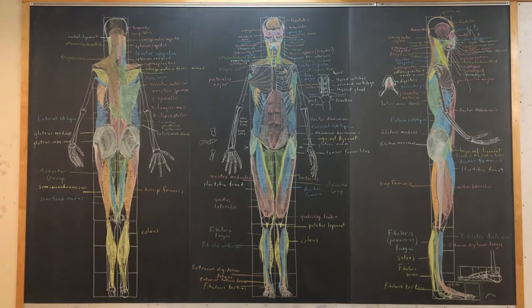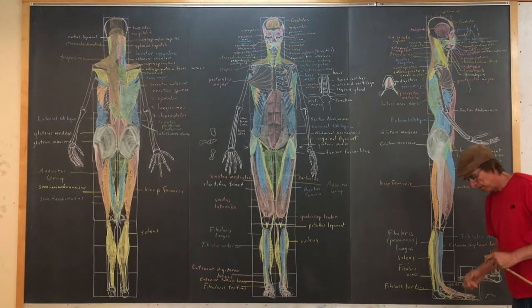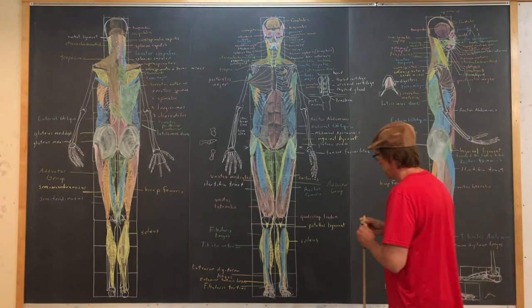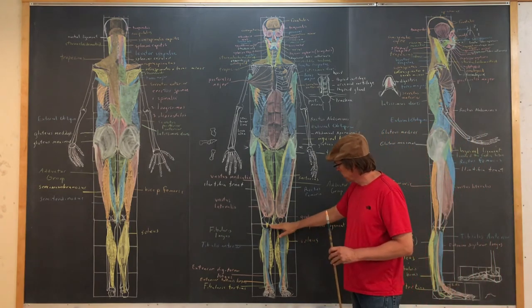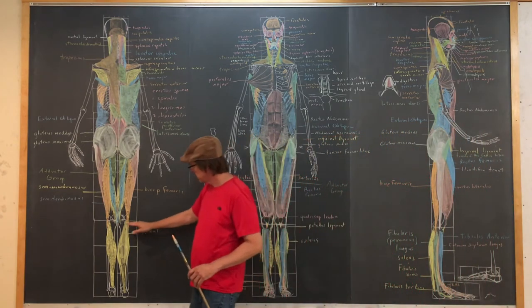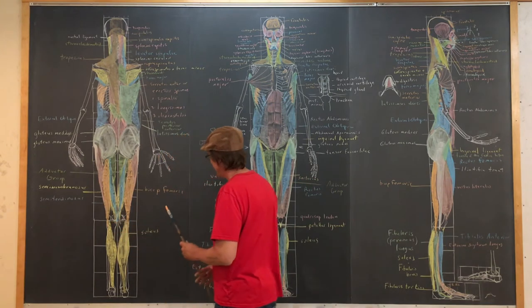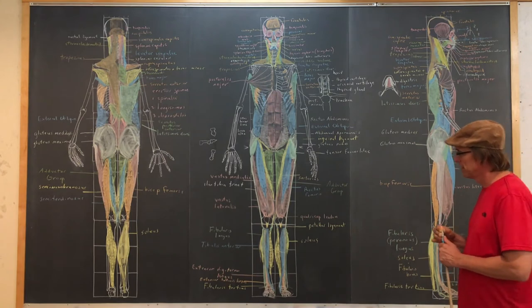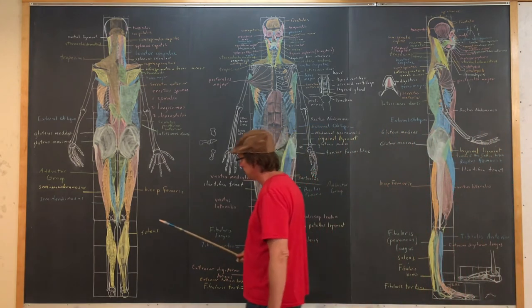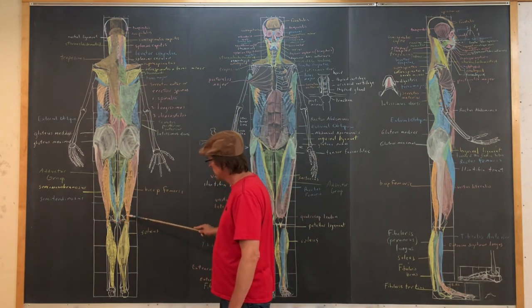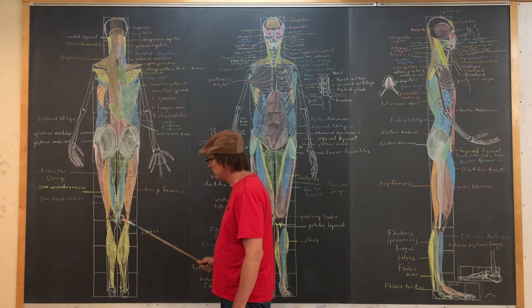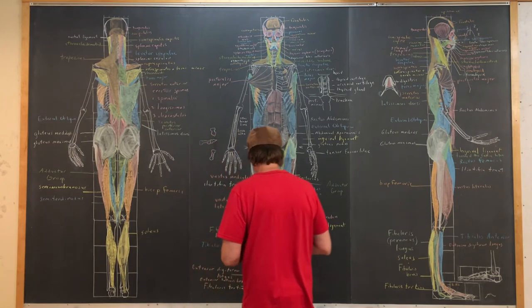The gastrocnemius, the other part of your calf, a two-headed muscle. Instead of attaching up here on the tibia, instead of attaching on the back of the tibia here, it's going to attach on the condyles of the femur.